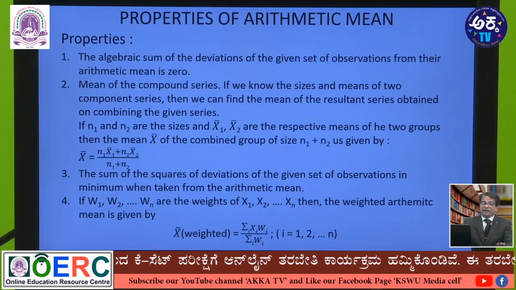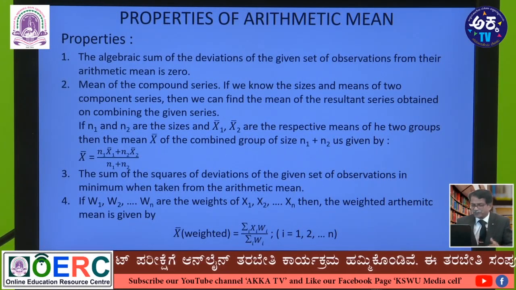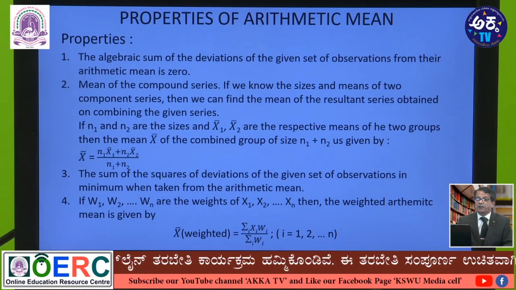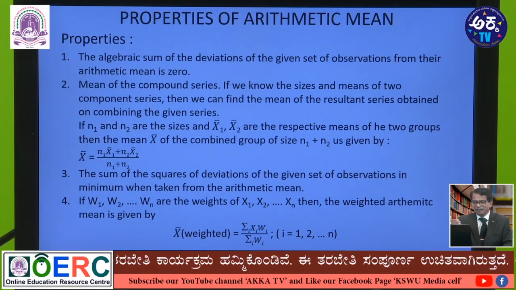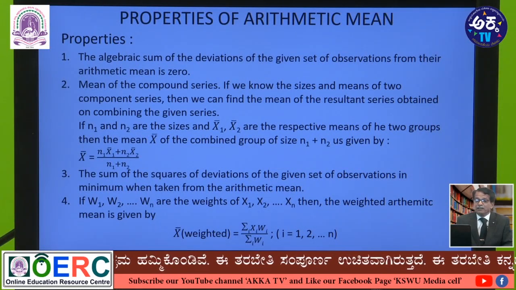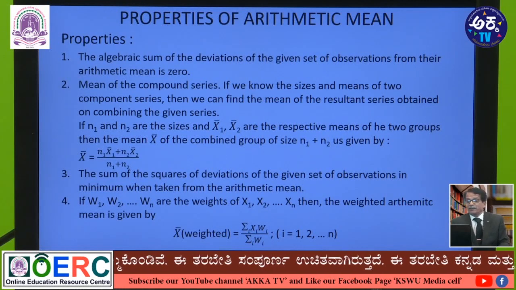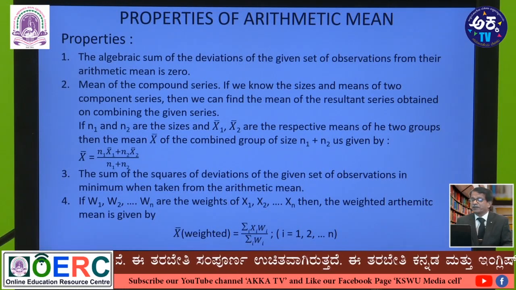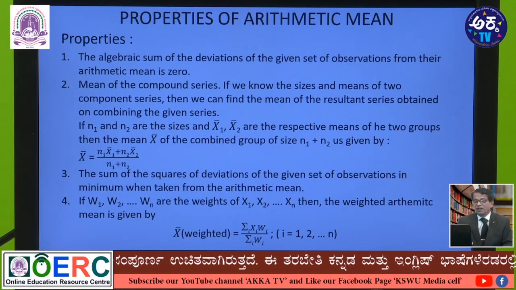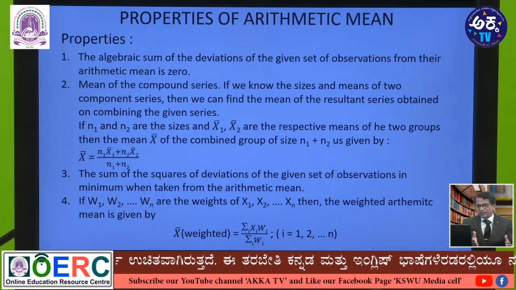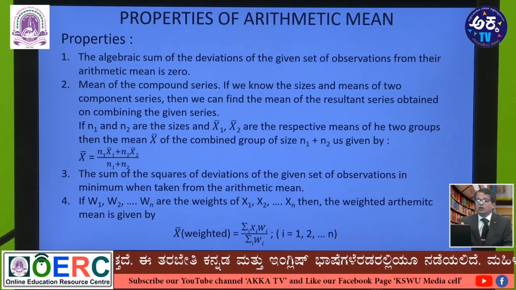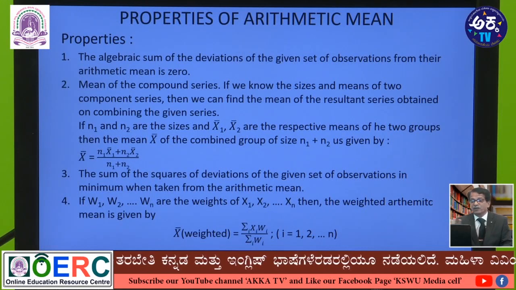Friends, now after having looked at two different examples, one on ungrouped data and the other on grouped data, let us look at properties of this arithmetic mean. There are some important properties, and they are as follows. Number one: the algebraic sum of deviations of the given set of observations from their arithmetic mean is 0. This is important. Why? Because if you take deviations of all observations from their arithmetic mean and take their total, it comes out to be 0, and that is its property.